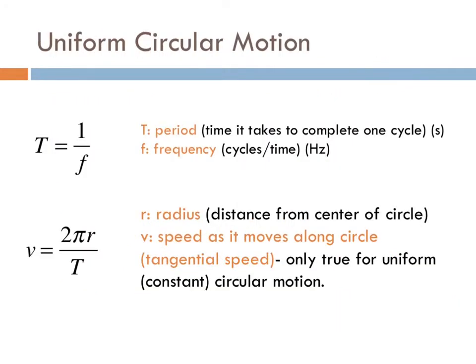A couple of other things that we can be asked to calculate in this section are period and frequency. Remember, we talked about period and frequency last year, but it came a little bit towards the end of the second semester. Period is the time it takes to complete one cycle. So if we're talking about uniform circular motion, meaning constant speed in a circle, we want to know the time it takes to complete one circle. Frequency is the cycles per unit of time, and it has its own unit of hertz. One relationship is T is equal to 1 over F. Another one that we saw last year was F is equal to 1 over T.